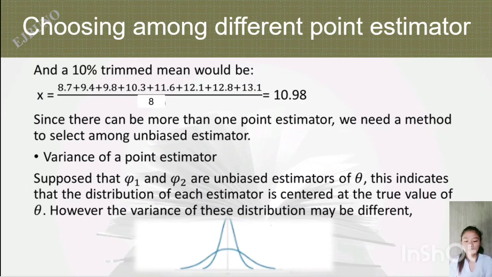On this figure, we have two probability distribution graphs. The one has the smallest variance, while the other one has a large or wide variance. The center is the true value of theta. Both of them are unbiased estimators. So we can see that phi1 is the best to use as an estimator.